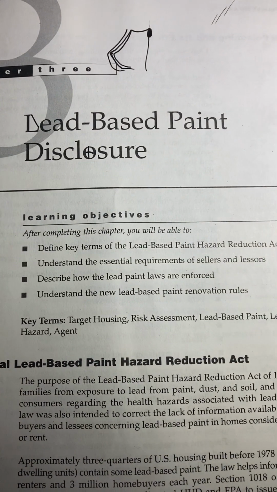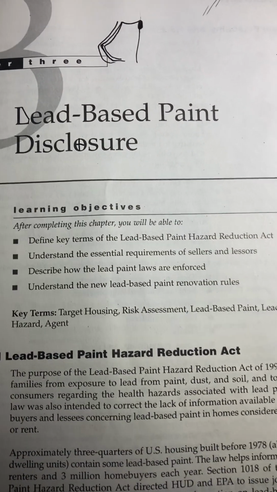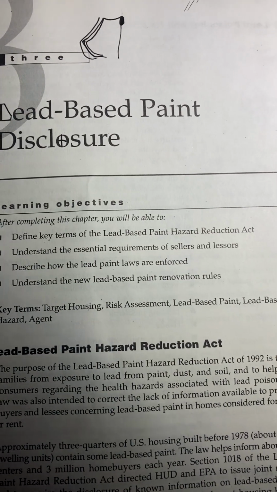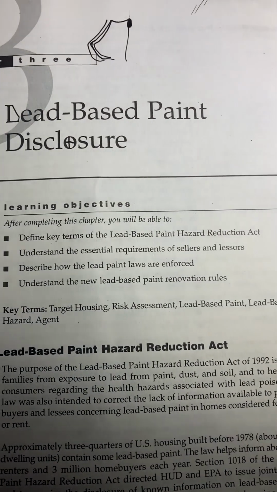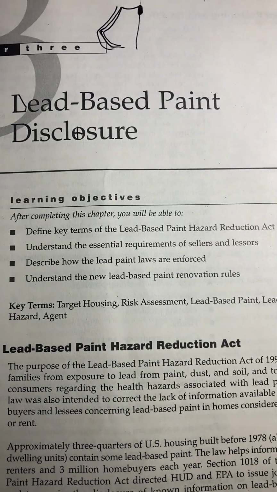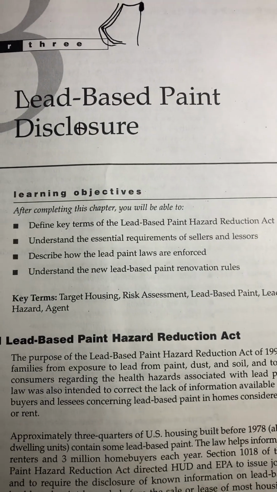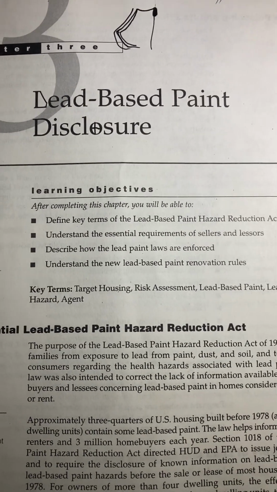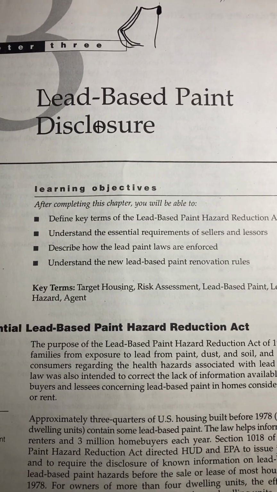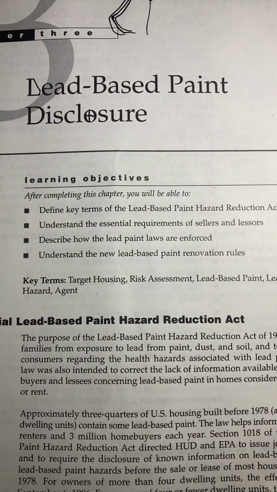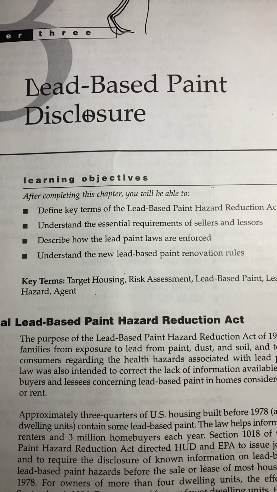After completing this chapter, you will be able to define key terms of the Lead-Based Paint Hazard Reduction Act. Understand the essential requirements of sellers and lessors. Describe how the lead paint laws are enforced. Understand the new lead-based paint renovation rules.